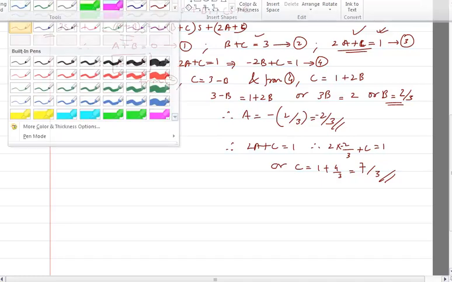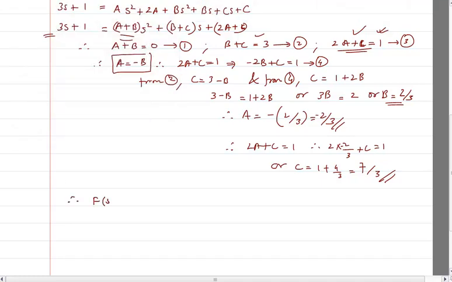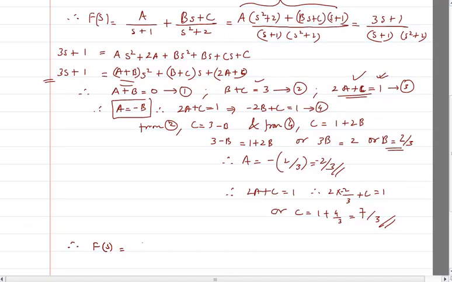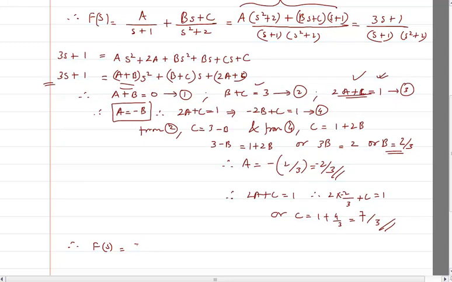So therefore, now I can write f of s in quadratic form. First is a, because if you remember, we had written a. So a is minus 2 by 3 divided by s plus 1, plus b is 2 by 3 s, plus c is 7 by 3 divided by s square plus 2. Correct?